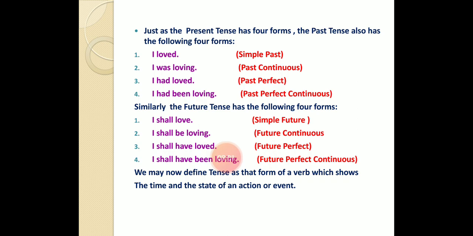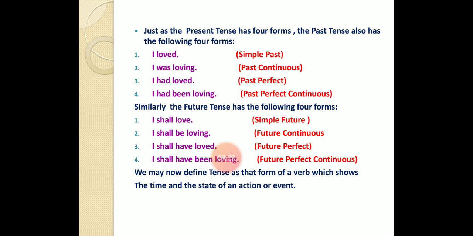Past perfect continuous tense. So similarly, the future tense has the following 4 forms. I shall love, simple future or future indefinite. I shall be loving, future continuous tense. I shall have loved, future perfect. I shall have been loving, future perfect continuous tense.